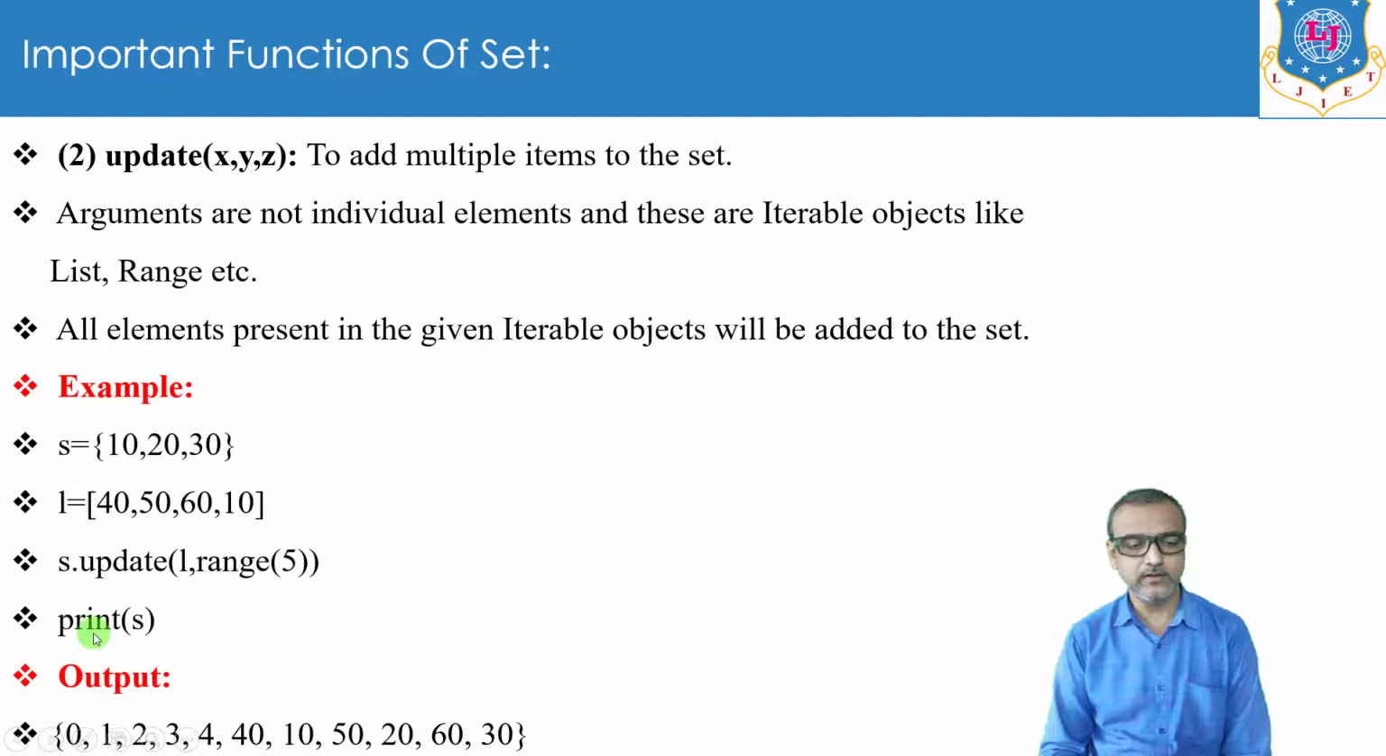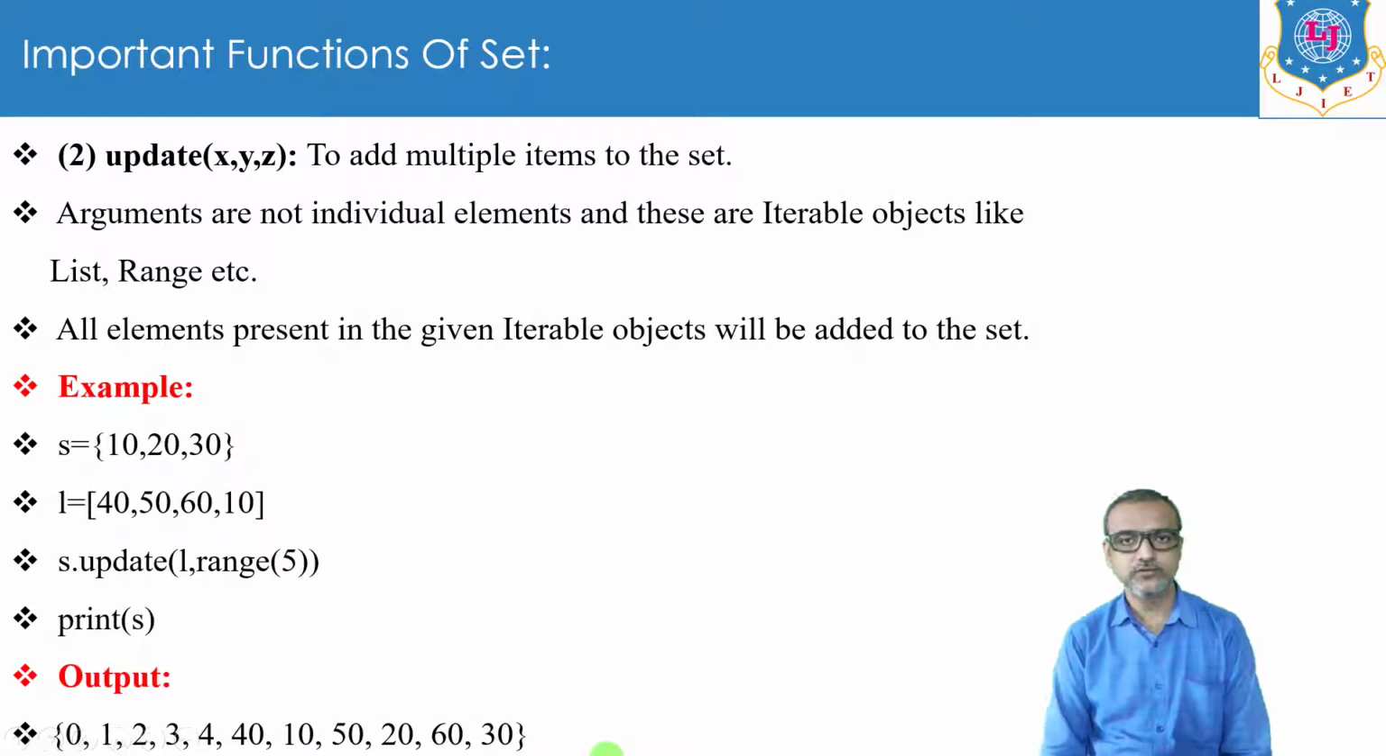And if we write print of S, what will be the output? We will have all the elements of range of 5, the elements of list L along with the elements of the given set S. And just keep in mind, duplicates are not allowed. So this is the output: 0, 1, 2, 3, 4, 40, 10, 50, 20, 60 and 30.